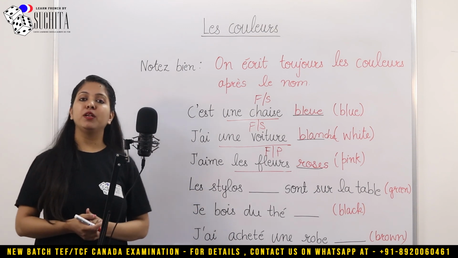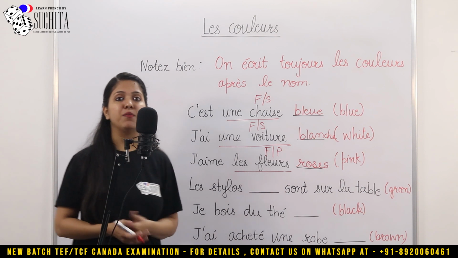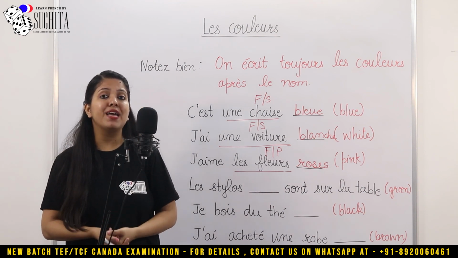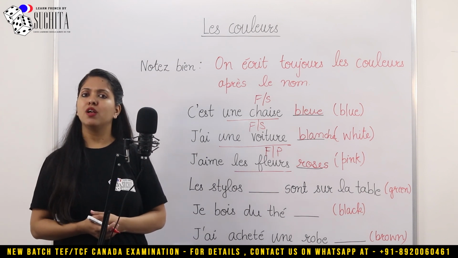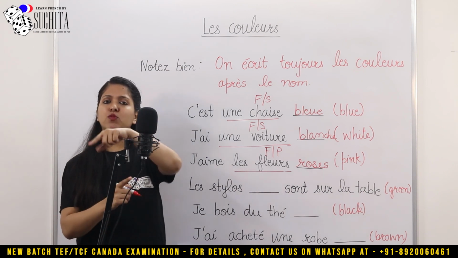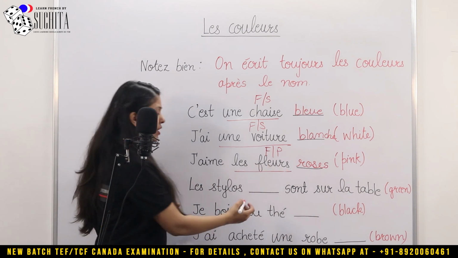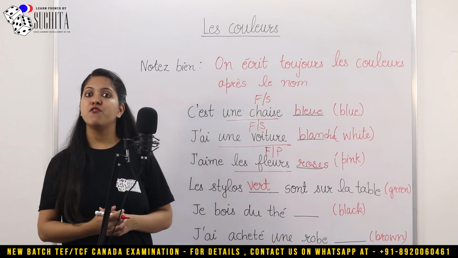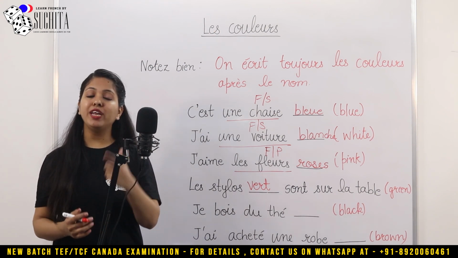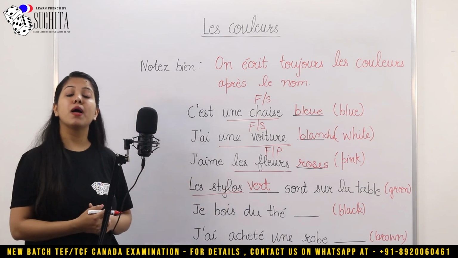Moving on to the fourth example, you have les stylos sont sur la table. That means the green pens. I want to say the green pens are on the table. So I will not say the green pens. However, I would say the pens green. So how do you say green in French? That's vert. Okay.